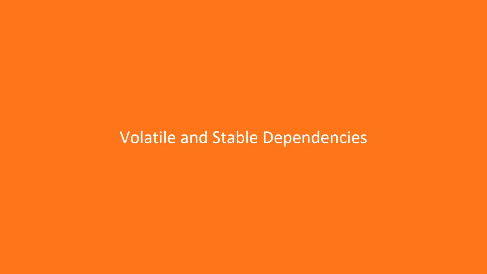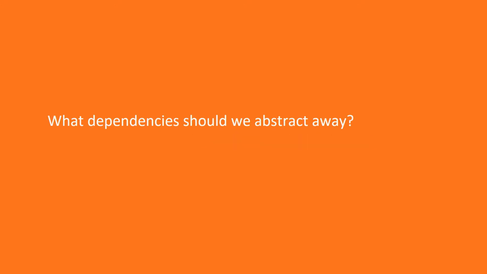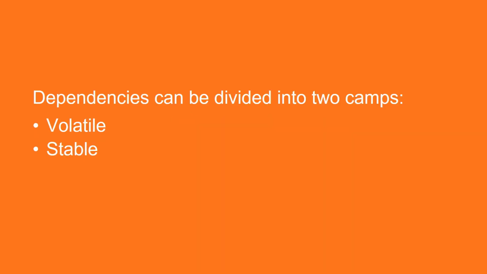This lecture is titled Volatile and Stable Dependencies. In the previous lecture, you saw on a simple example how to invert the dependency on a repository by introducing a layer of indirection. A logical question which comes to mind concerns what dependencies we should abstract away. To answer this question, the first thing we need to do is to realize that all the dependencies can be divided into two camps: volatile and stable dependencies.